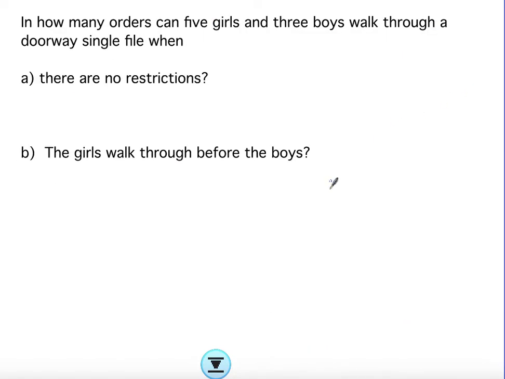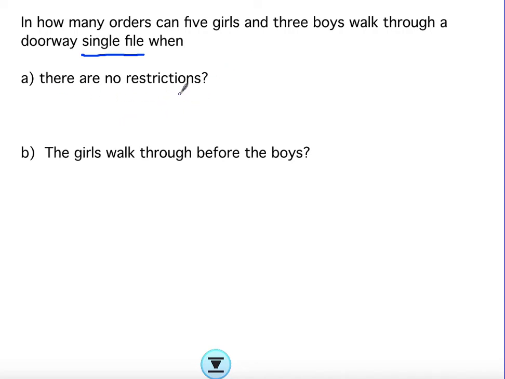All right, this is the last example. All right, so how many orders can 5 girls and 3 boys walk through a doorway single file? So if it's single file, then it's kind of like the order matters, right? Someone's first, someone is second, someone is third.